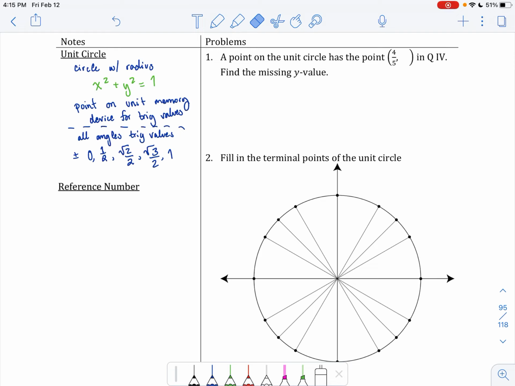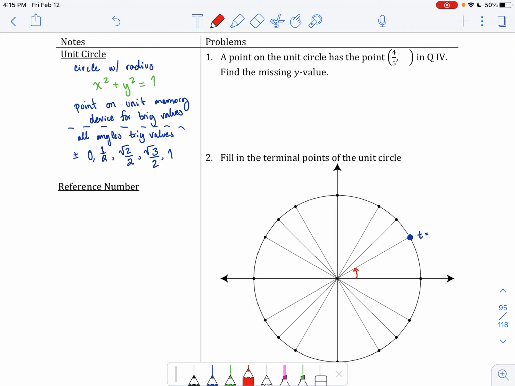Now, in the unit circle over here, each of these corresponds to an angle. So if I'm going to look at this first point right here, we label these based on the angles that they have. So the angle is going counterclockwise up from the positive x-axis.